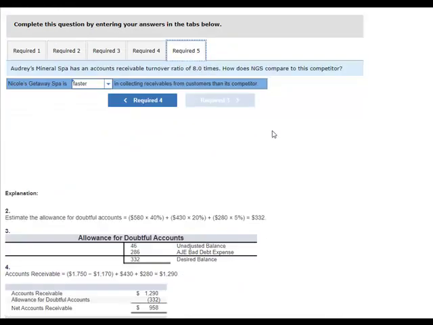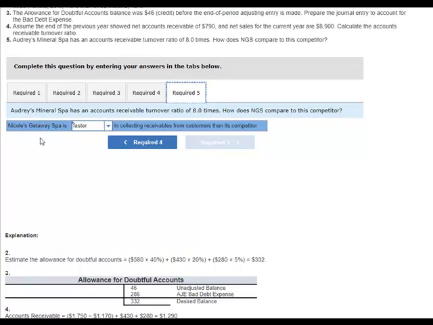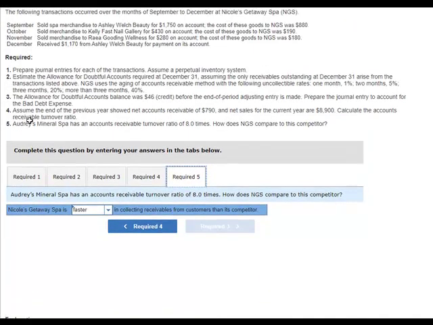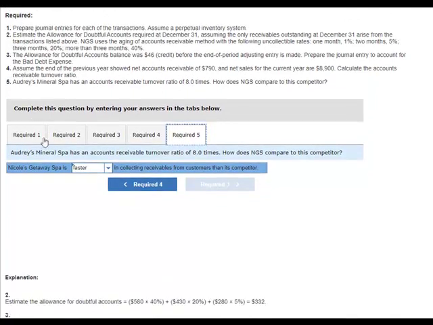And then very last requirement is just asking about whether Audrey's Mineral Spa, that's a competitor, has an accounts receivable turnover ratio of 8. So how does ours, and we are Nicole's Getaway Spa, how does ours compare to this competitor's?